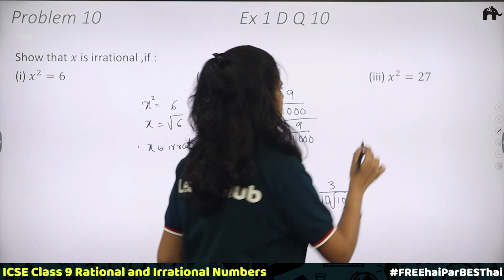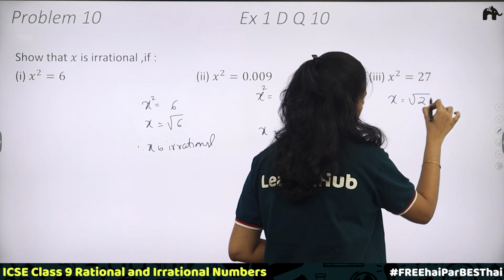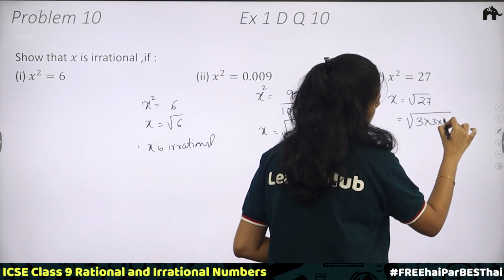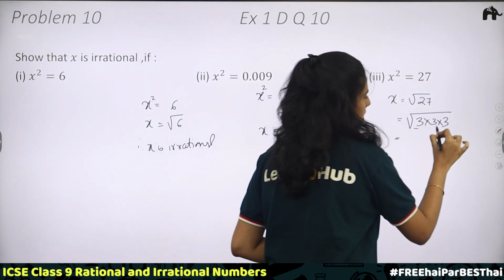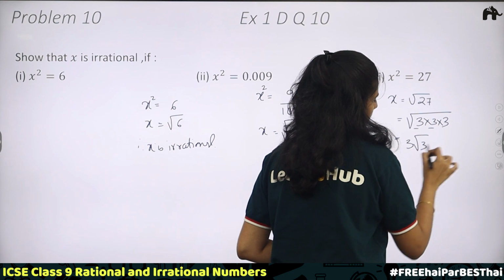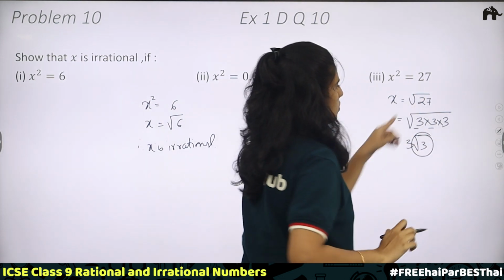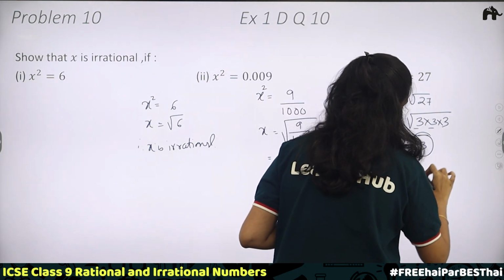Okay. Next, x square is equal to 27. Then x will be equal to root of 27. What is root of 27? Root of 3 into 3 into 3. Okay, factors of 27. 3 can be taken out. 3 root 3. Root 3 is irrational. Therefore, 3 root 3 will be irrational. Root 27 will be irrational. X is again irrational.